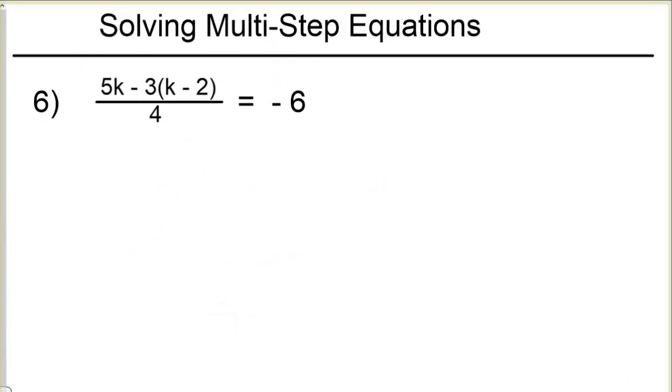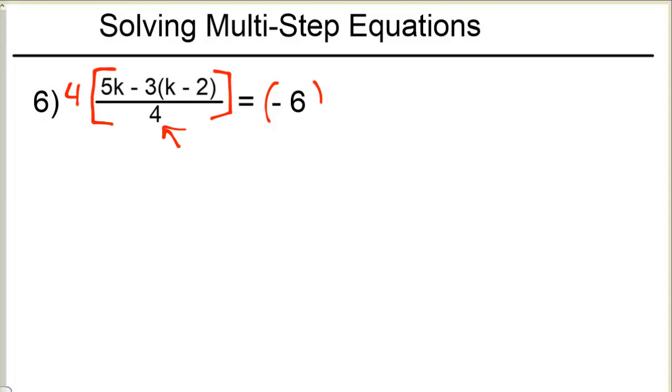Example number 6, we have a multi-step where we have multiple parts in the numerator and a single number in the denominator. So basically the left-hand side of my problem is one big fraction. And again, I don't want to have to deal with fractions if I can avoid it, so I'm going to clear the fraction. The way I do that is I would multiply both sides of my equation by my least common denominator, which would be 4. So I'm going to multiply both sides by 4.